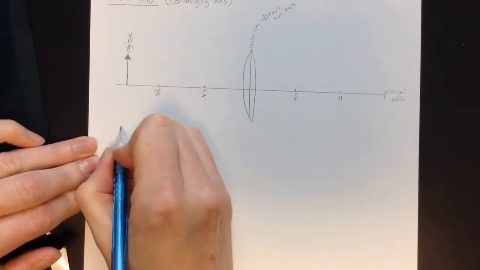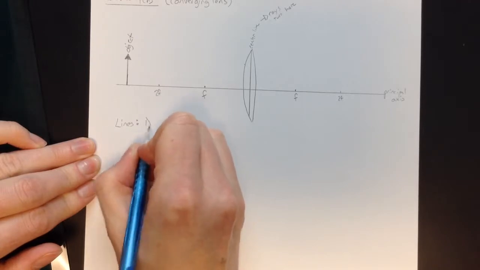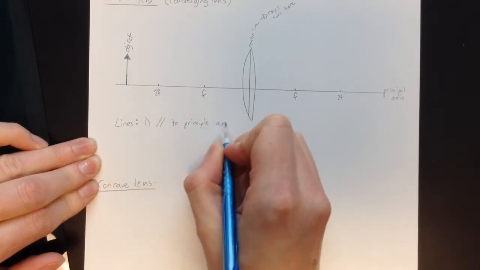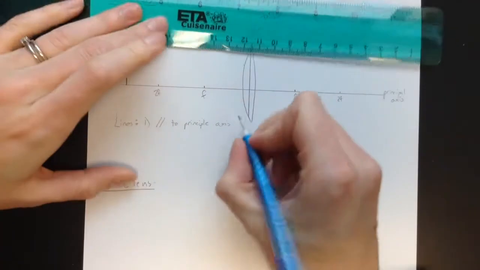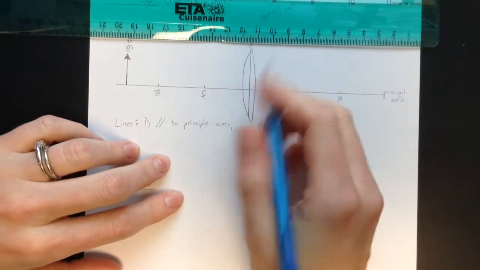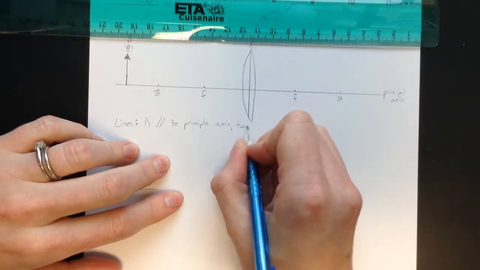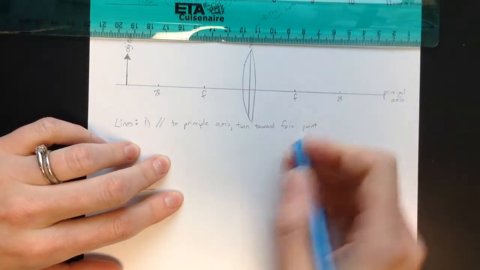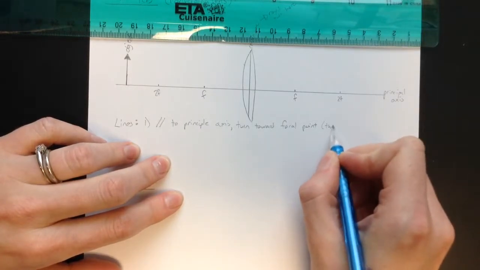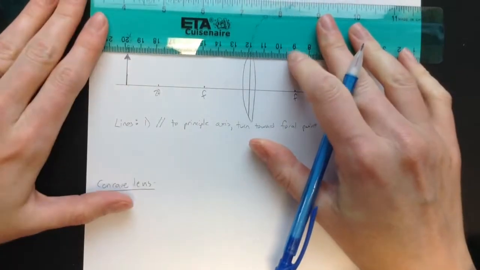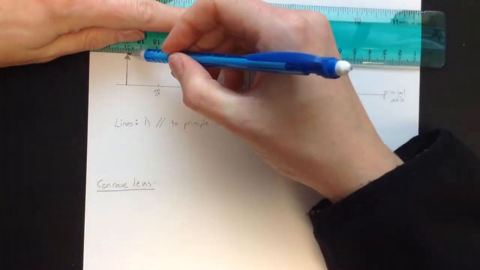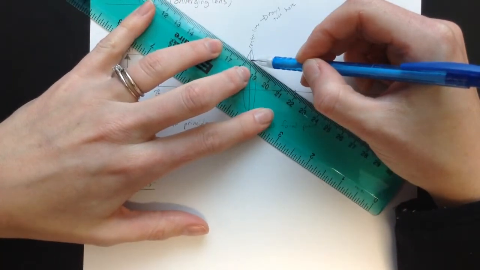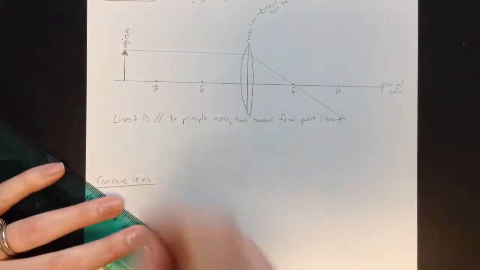And I'm going to draw my lines much like I did before. My first line is going to go parallel to the principal axis. And then because this is a converging lens, when it reaches that center line, it's going to then turn toward the focal point. And because this is a lens, it's going to go through. Okay, so here's my line. I'm going to make it as parallel as I can. It's going to go here. When I get to that center line, that's when it's going to turn toward the focal point. And there. So that's my first line.